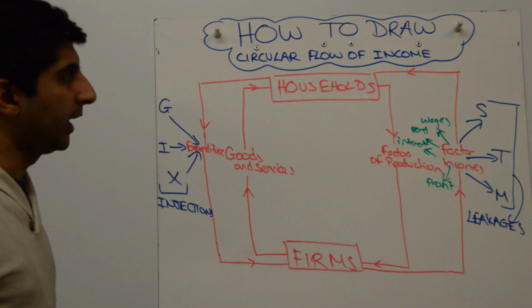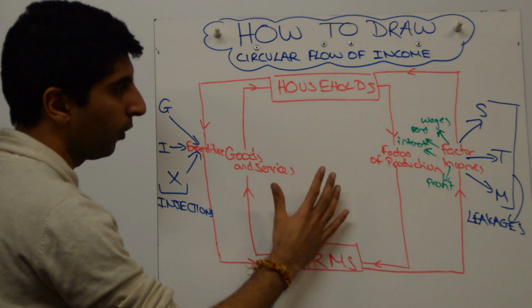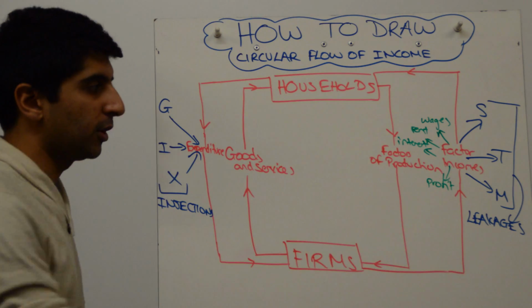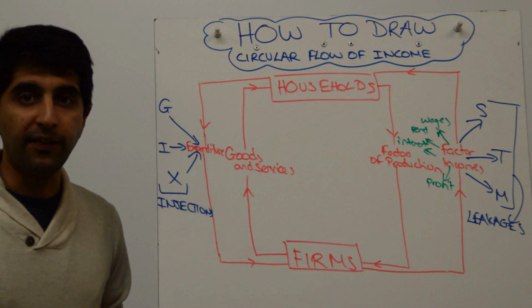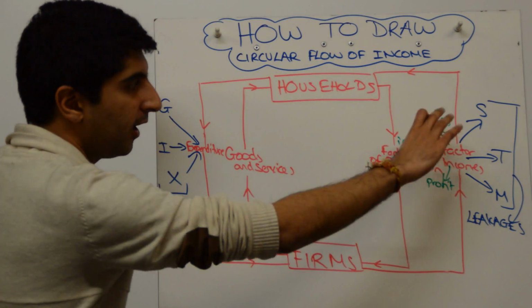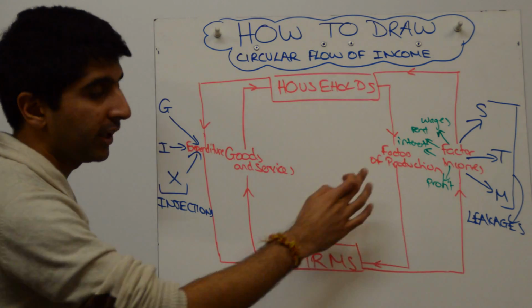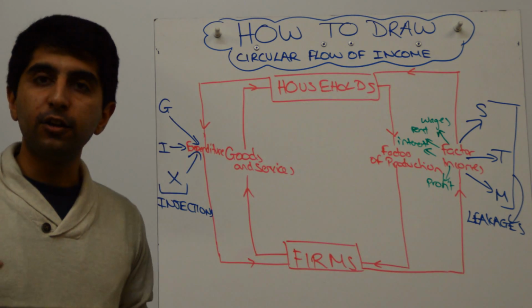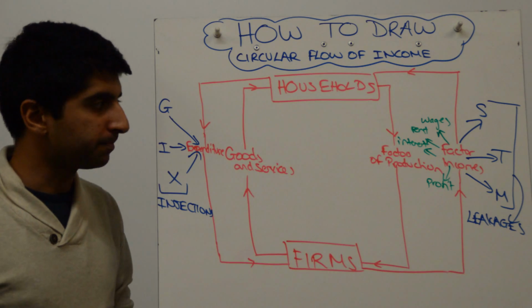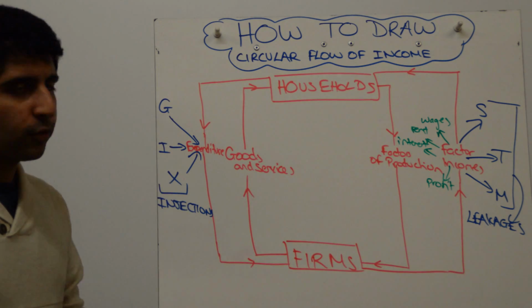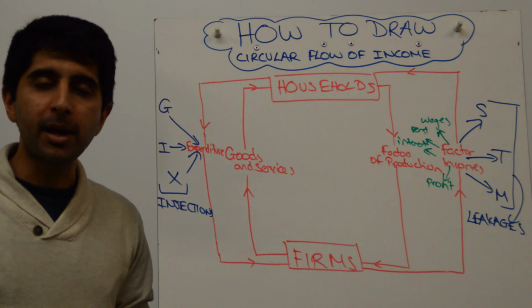So what you're doing here, you're drawing everything that you need to draw, and you're also showing the examiner you know the injections and the leakages in the economy. You're also showing the examiner that you know every little thing. You know what factor incomes are, for example. You might even want to write here what the 4 factors of production are to show the examiner you know everything that's going on.